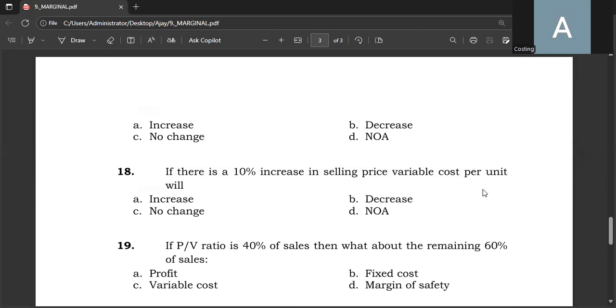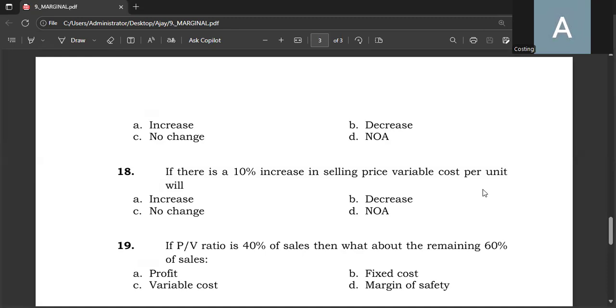Question 18. If there is 10% increase in selling price, variable cost per unit will be option A, increase. Option B, decrease. Option C, no change. Option D, none of the above.